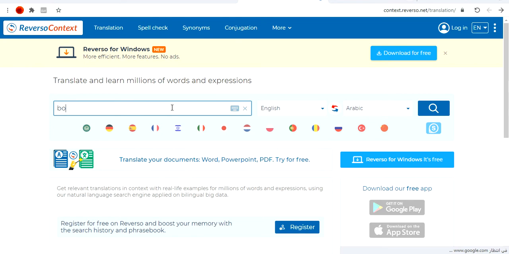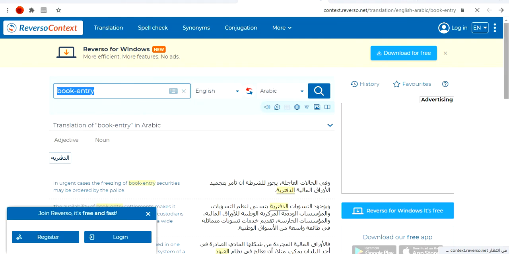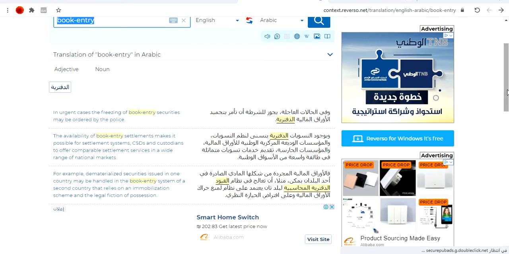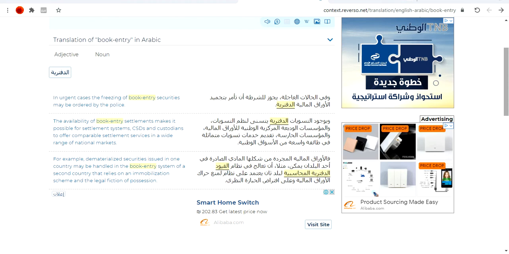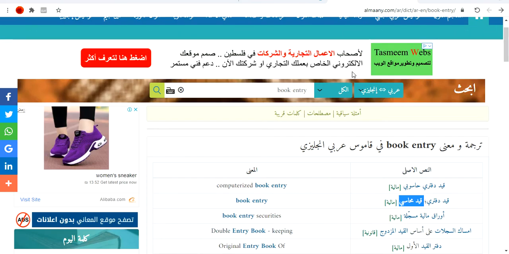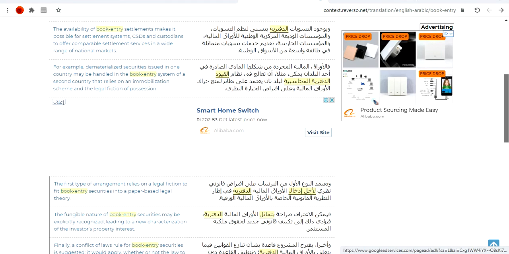Let me write here: book. What is distinguished about this dictionary is that it provides you with different contexts for the source utterance. Here, book entry securities, الأوراق المالية الدفترية, book entry settlements, التسويات. It provides you with more context. الدفترية المحاسبية. Again, here, قيد محاسبي, they are close to each other.